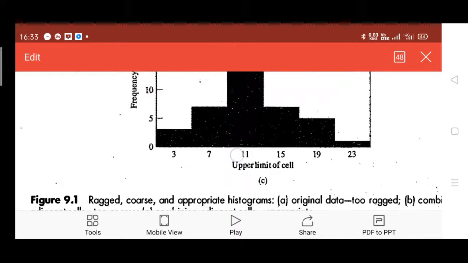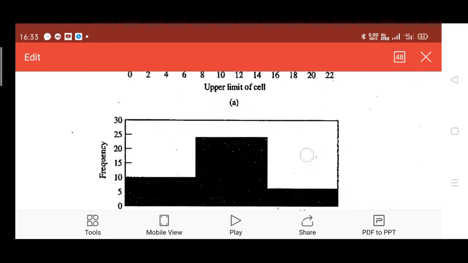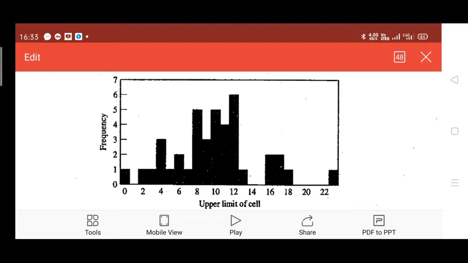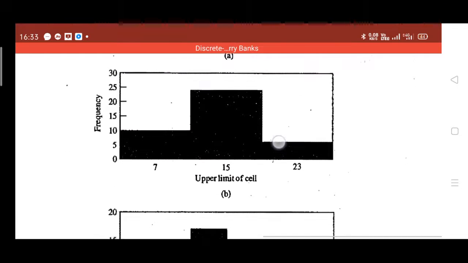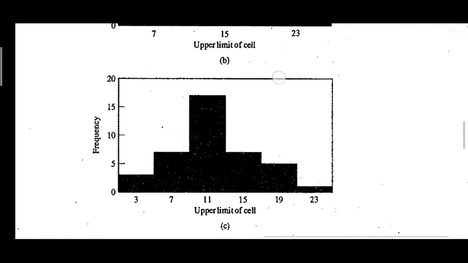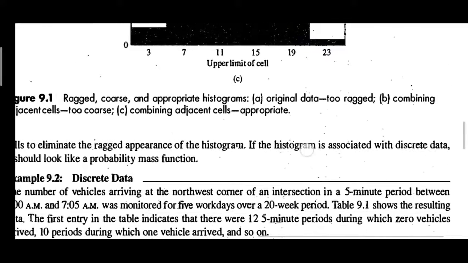Just go through these histogram diagrams. Here, horizontal and vertical points are represented, and the upper limit of the cell as well as the frequency are marked. Example plots are given. This type of structure we call a histogram. Upper limit of the cell is shown here, and figure C you can also go through. They are different structures.